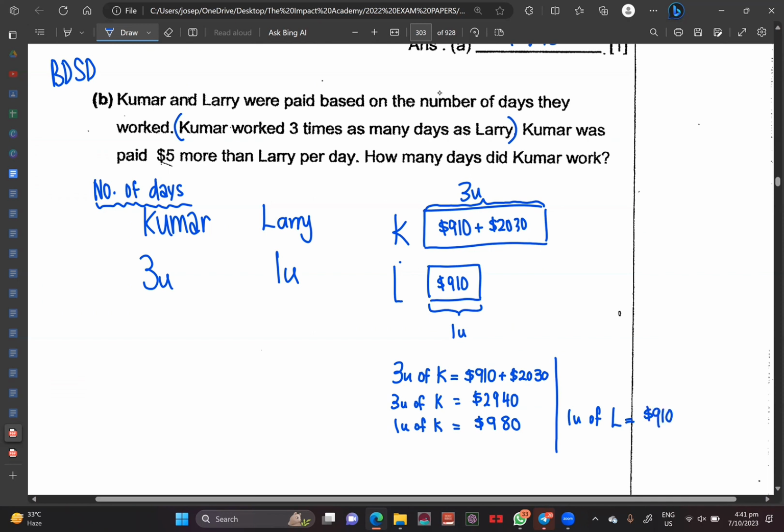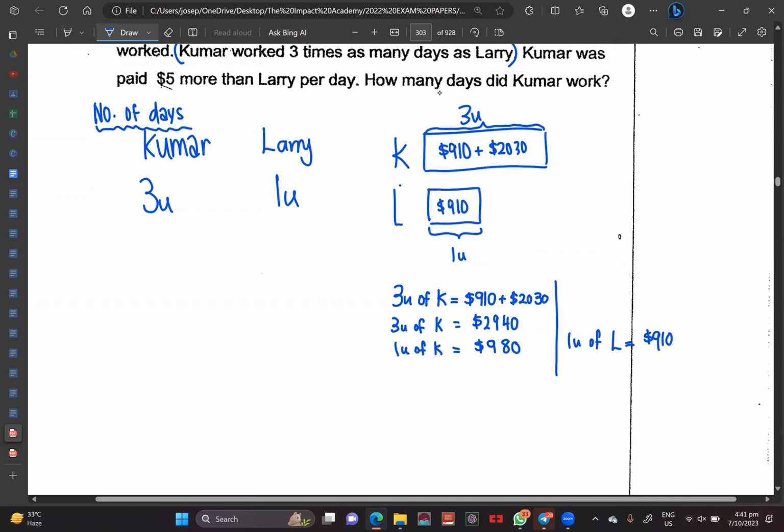Am I making sense here? 1 unit, just see it as 1 group of Kuma. Is that okay? Yeah. What is my big difference over here? Isn't that true? My big difference over here is $70. Am I making sense here?